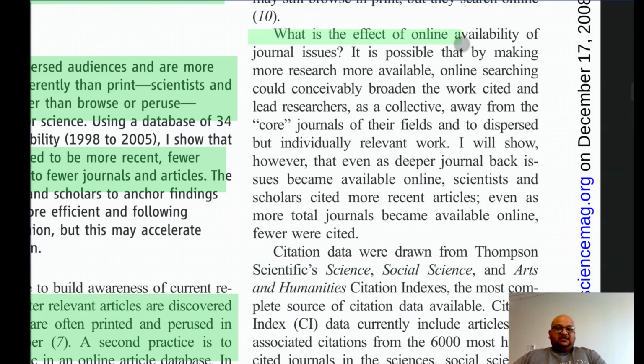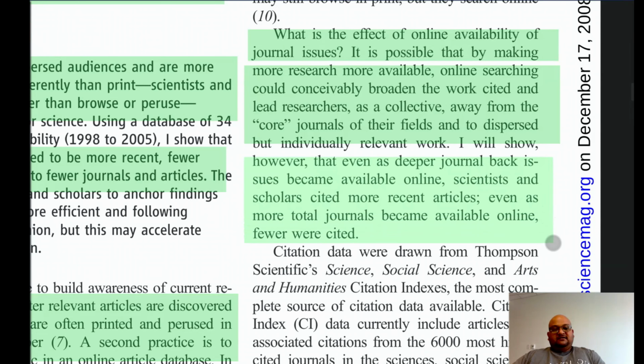The central question this paper looks at is the effect of online availability of journal issues on citation patterns. Now, one would think that as more scholarship becomes online, scholars would read more papers, they would be exposed to much more of a diversity of papers, and start citing papers away from the core journals of their fields. However, what the author finds here is that even as more scholarship became available online, scholars tended to cite more recent articles and they tended to cite fewer journals and fewer articles. So the citations became more concentrated, both in terms of time and in terms of journals and articles.